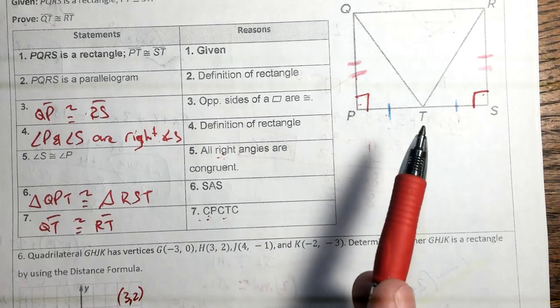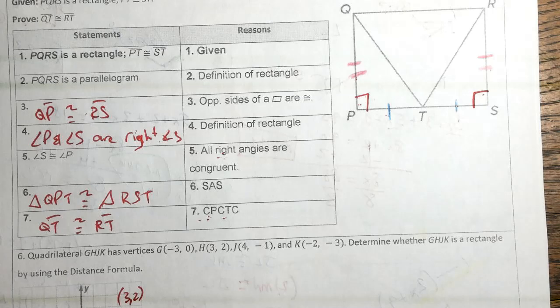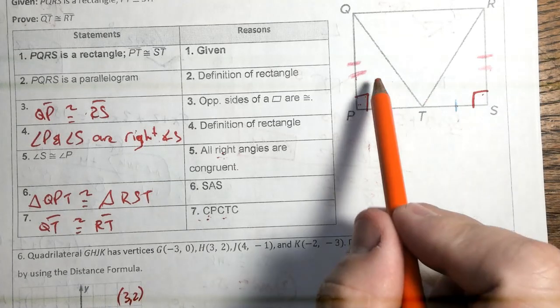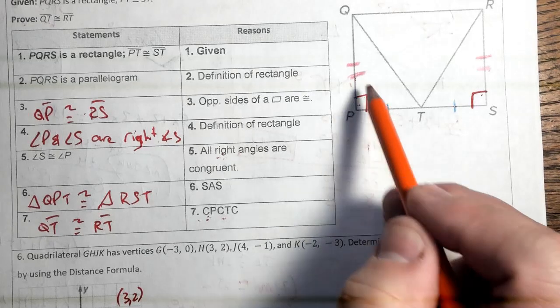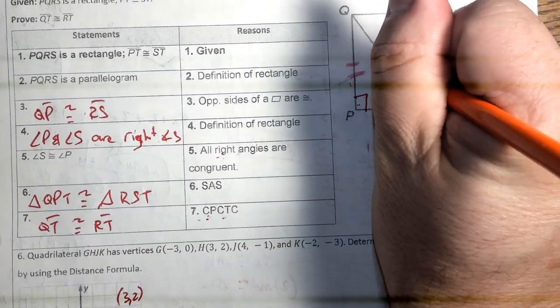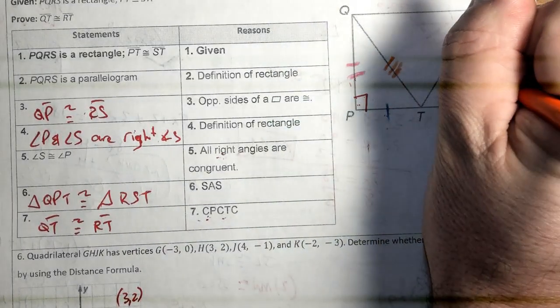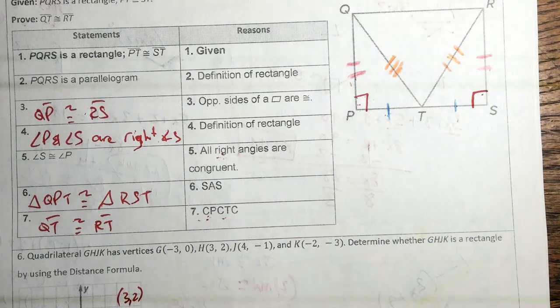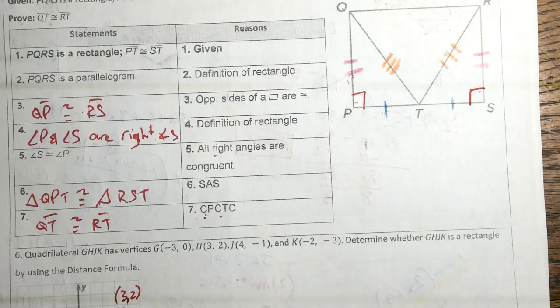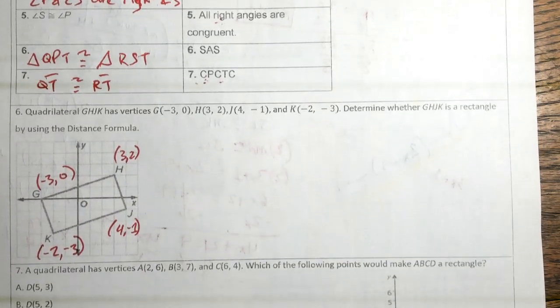Now, we're proving that because, let me just find another color. So this triangle and this triangle are congruent. Well, side, angle, side, this side, QT, and RT are both congruent because corresponding parts of congruent triangles are congruent. All right, moving down. Number 6.